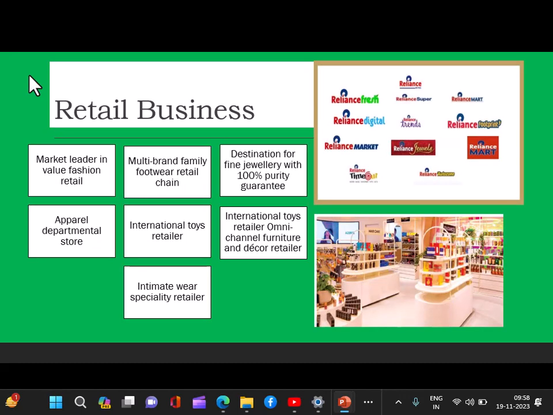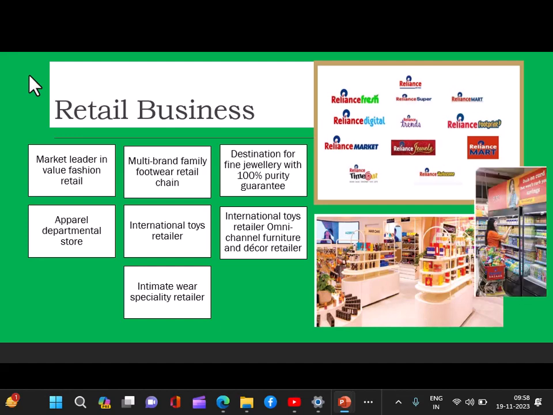So retail business. These are their retail businesses. They started with Reliance Mart or something, Reliance Fresh to start with. Of course, now that business has changed. They're market leader in value fashion retail, multi-brand family footwear, destination for fine jewelry, apparel, departmental store, international toys retailers, furniture, intimate wear, specialty retailer. So they are present in all kinds of businesses: Reliance Fresh, Reliance Digital, Reliance Market, all this stuff.